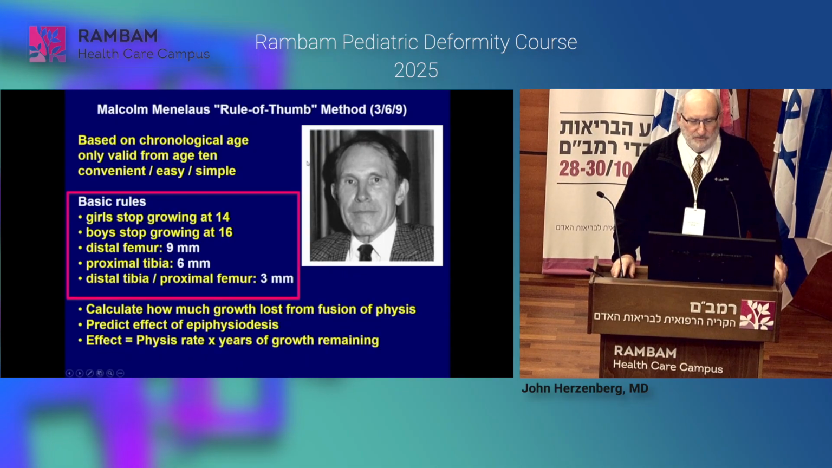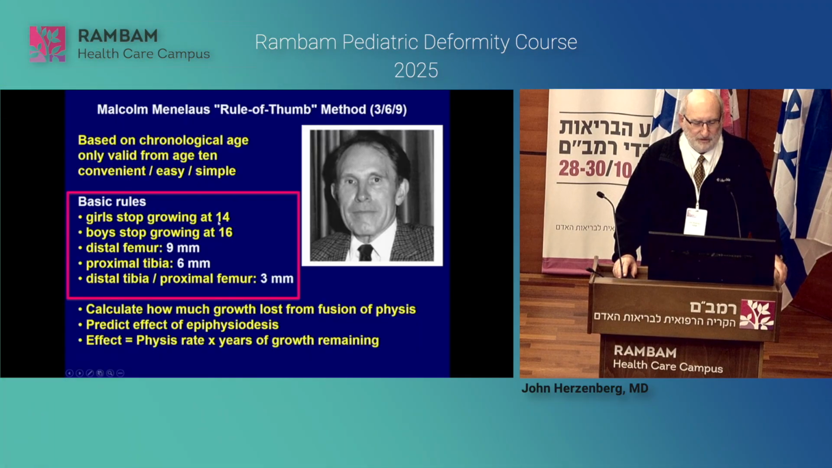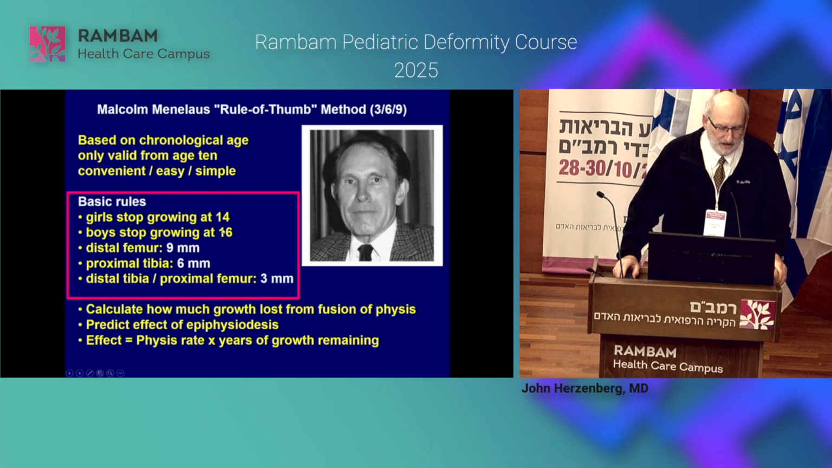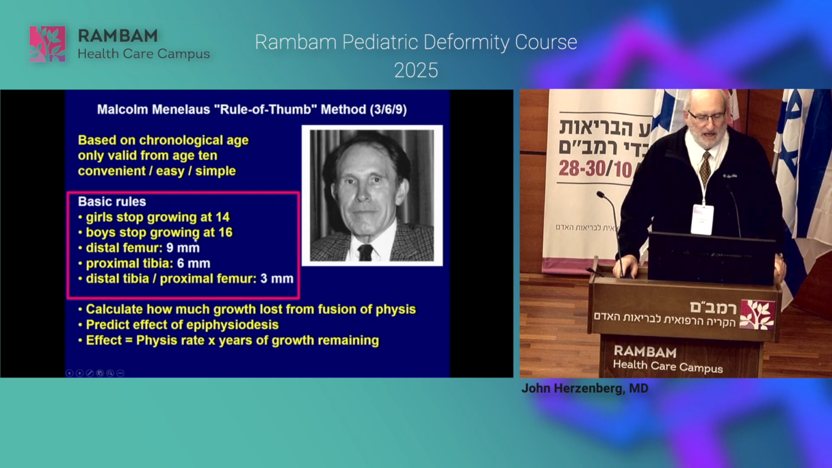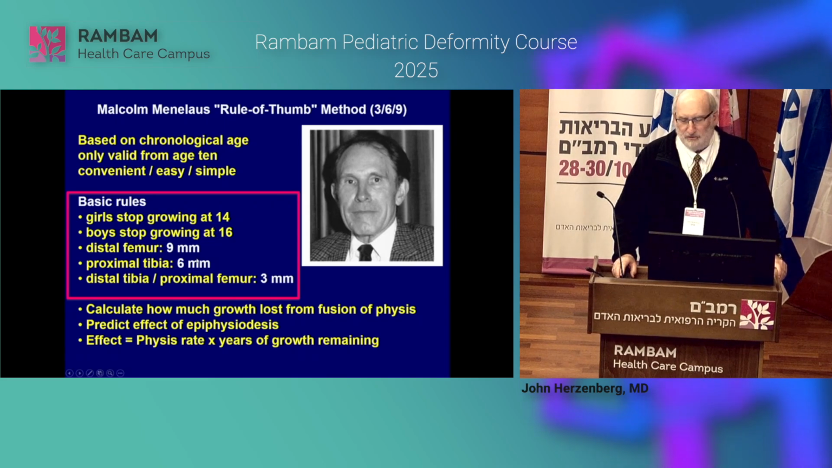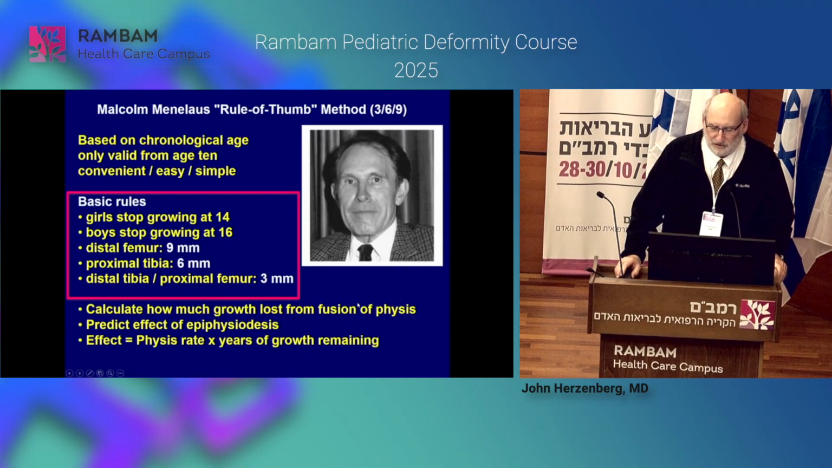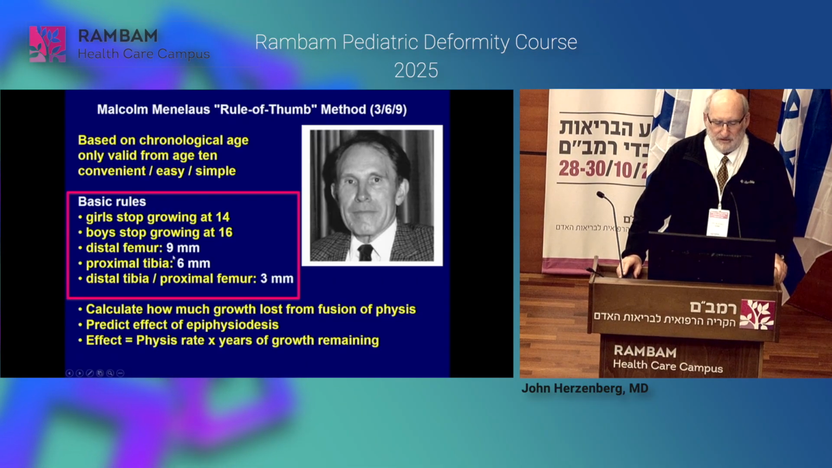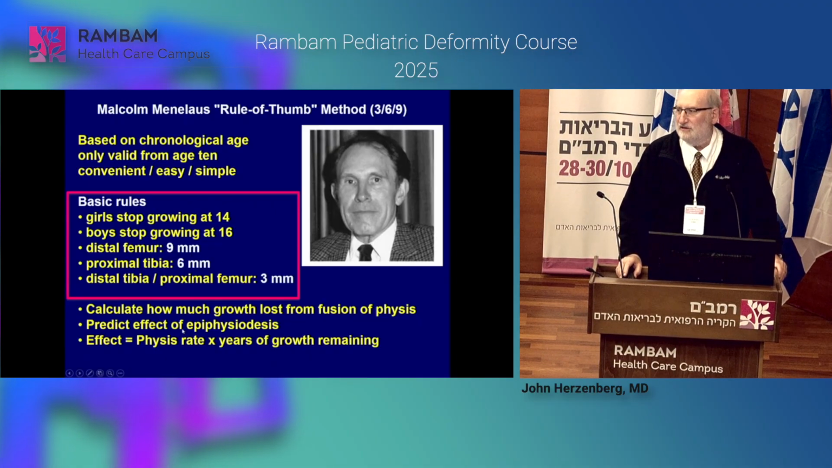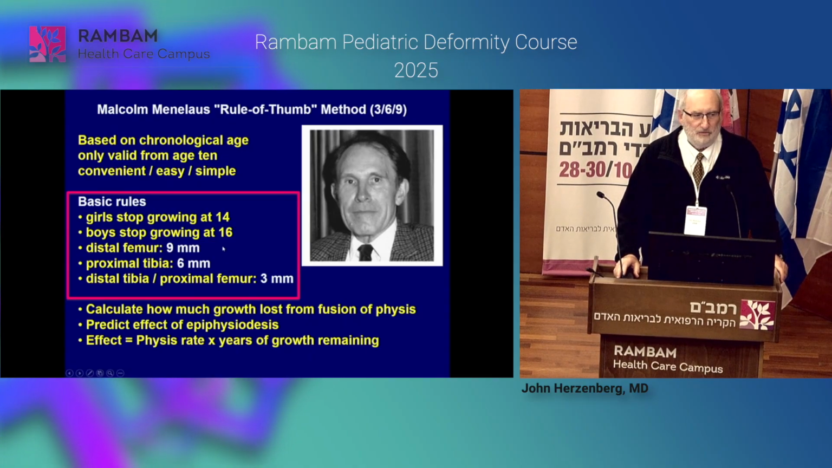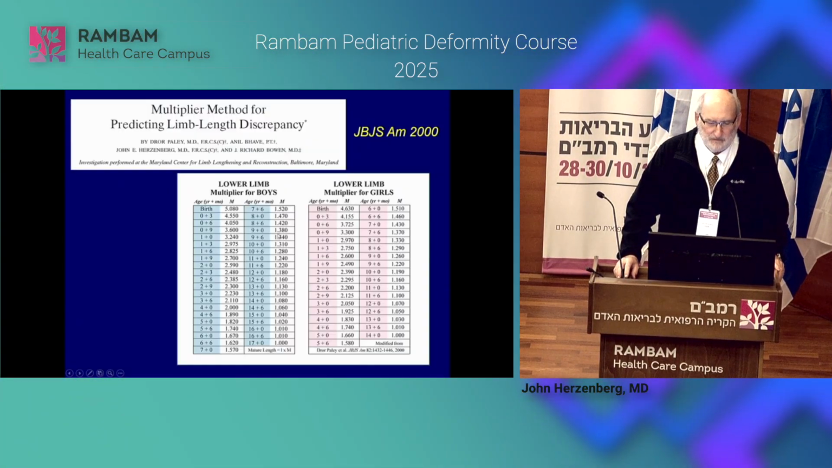Malcolm Menelaus came out with some very simple rules. He said girls stop growing when they're 14, boys stop growing at 16. Talking about the legs, not the spine. And the distal femur grows 9 millimeters per year, the proximal tibia 6, and the distal tibia and proximal femur 3. So they're very easy numbers to remember, 9, 6, and 3. And so you could calculate how much growth would be lost if you did a fusion, say, of the distal femur, 9 millimeters per year, and you could predict the effective timing of epiphysiodesis based on these very simple numbers. That's why it's a rule of thumb. You don't even need a calculator for that.